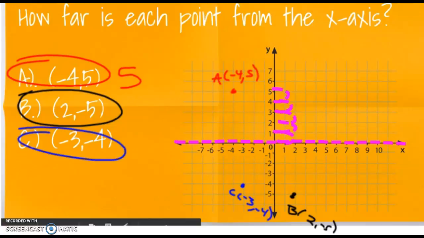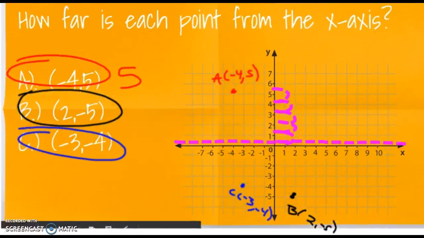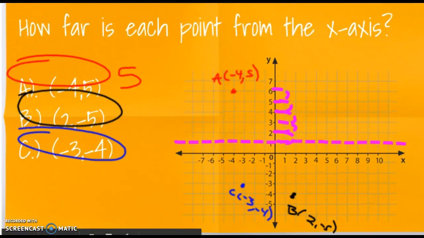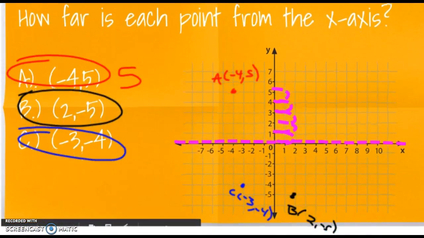Point B, we're going to count again. So we go 1. Oh, I moved the whole graph. That's not what I wanted to do. Hold on a second. 1, 2, 3, 4, 5. That one's also 5 away. And then C, which is at -3, -4. That is, oh man, moving a point now. 1, 2, 3, 4. That one is 4 units away.